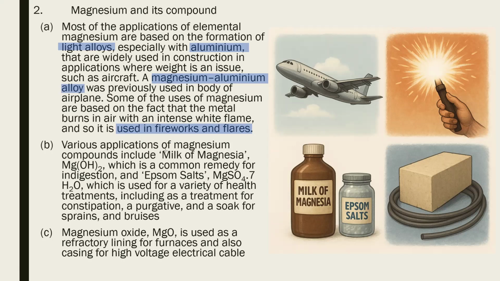Various applications of magnesium compounds include milk of magnesia, which contains magnesium hydroxide, used to treat indigestion. Then the Epsom salt, which is mainly made of magnesium sulfate, is used for constipation. Then magnesium oxide is used in the refractory lining for furnaces and also in the casing of high voltage electrical cables.